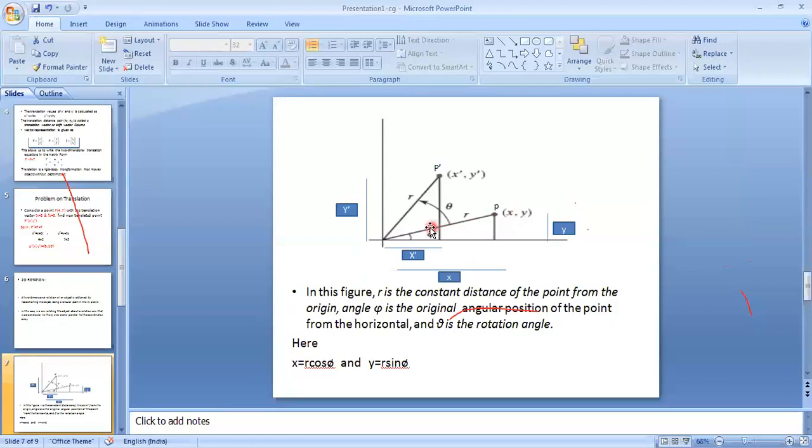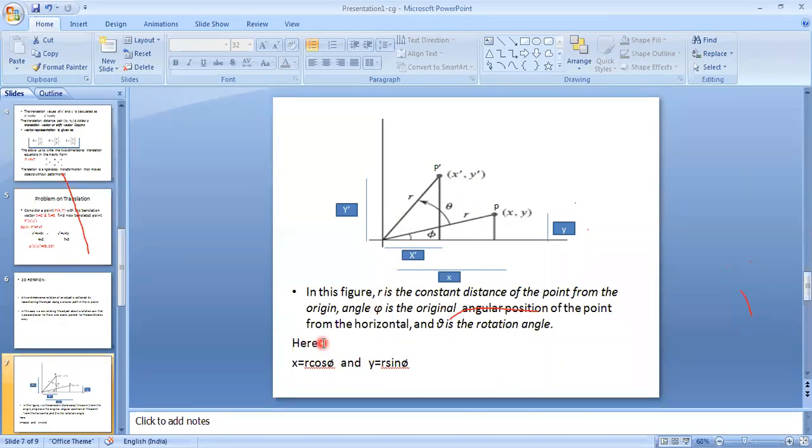Coming to this theta, consider this angle as theta. From this point to this point, it will be theta, and theta is the rotation angle. That means my point which is here, I need to rotate this point to here. So what is the angle of rotation? My angle of rotation is theta.